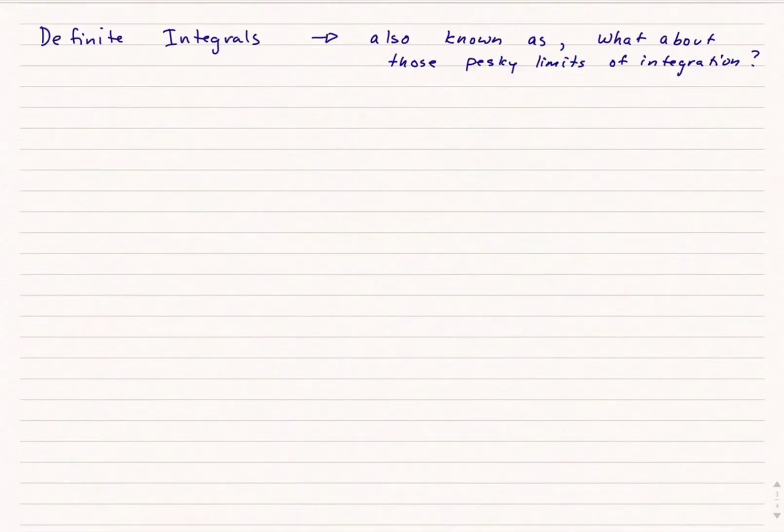There's one more thing we have to worry about, and that's definite integrals. I also call this, what about those pesky limits of integration? Because once I leave the x world and go into the u world, those limits of integration are going to be different. That is, I have to plug those values for a and b into my function that is u, that is my g of x.